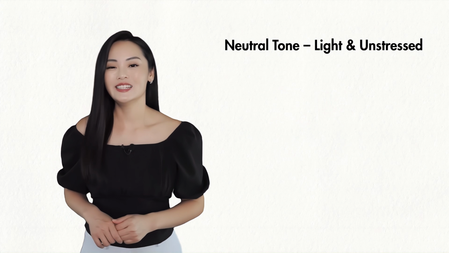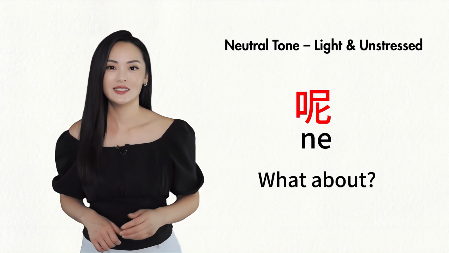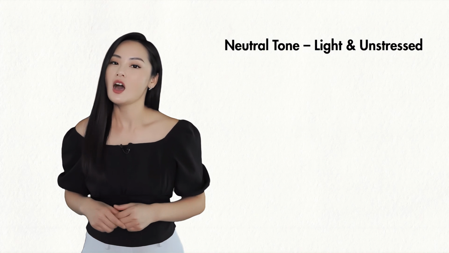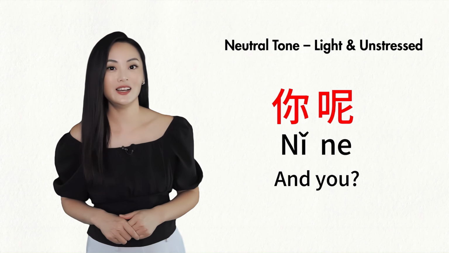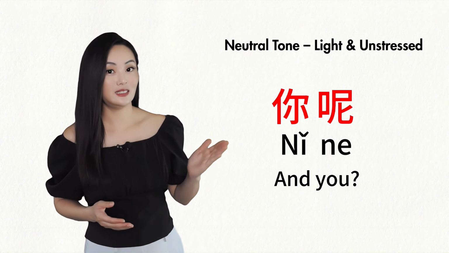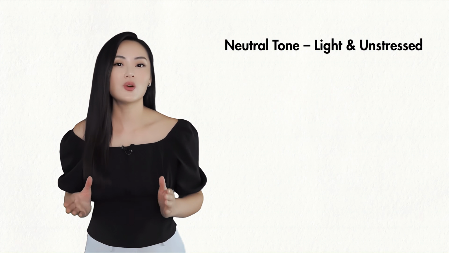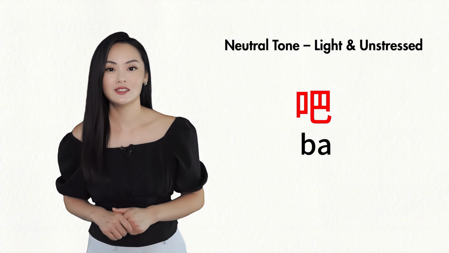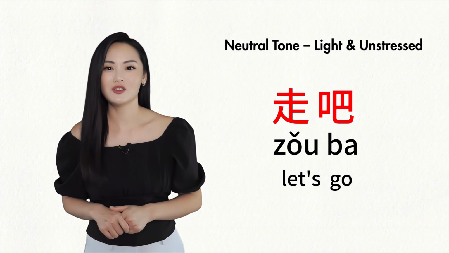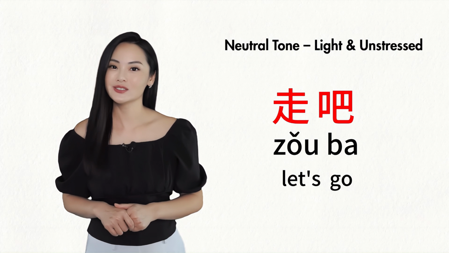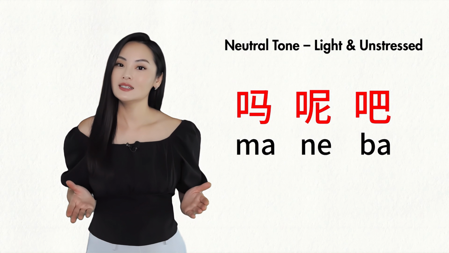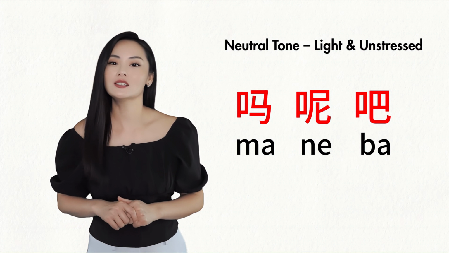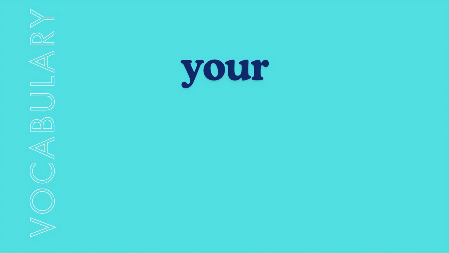Next example. 呢? Used when you are asking the same question back. When someone says, I'm a student, and you? 你呢? And you? Let's take a look at one more word. 吧. Used to make a soft suggestion, kind of like saying, let's go, in a gentle way. 走吧. Let's go. 吗、呢、吧 They are all super short, unstressed, and just help shape the tone of what you are saying.